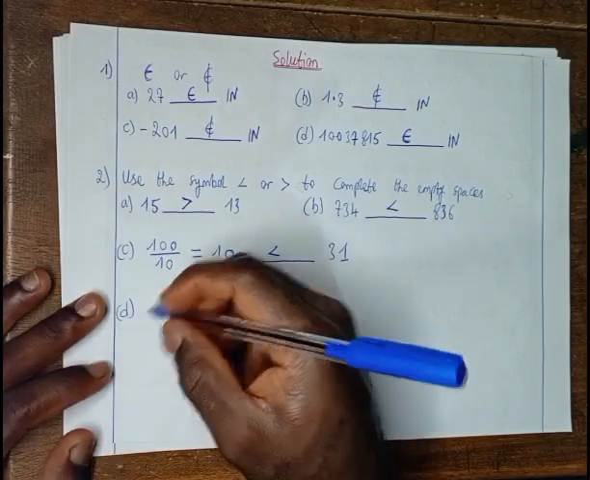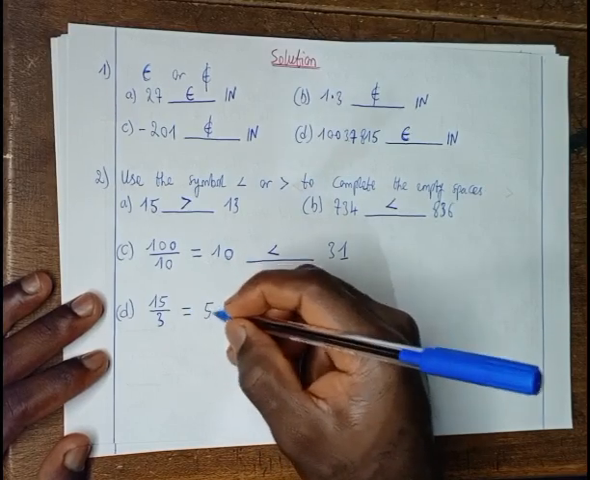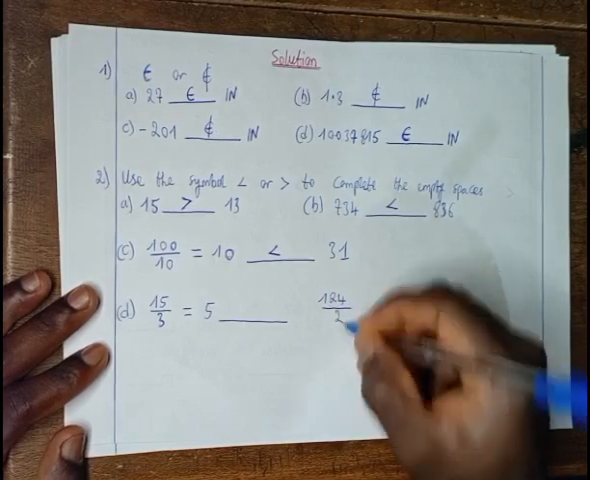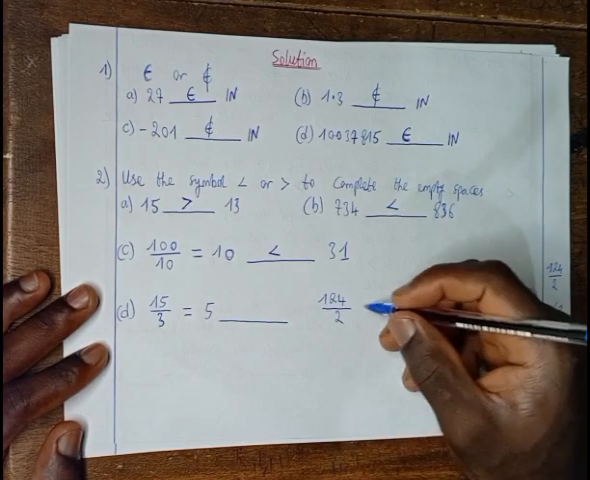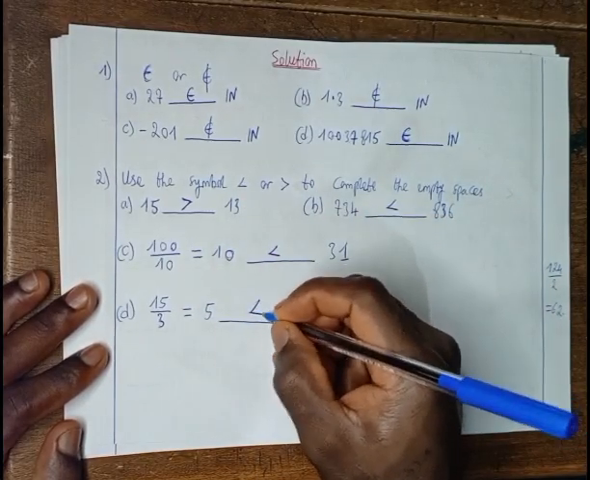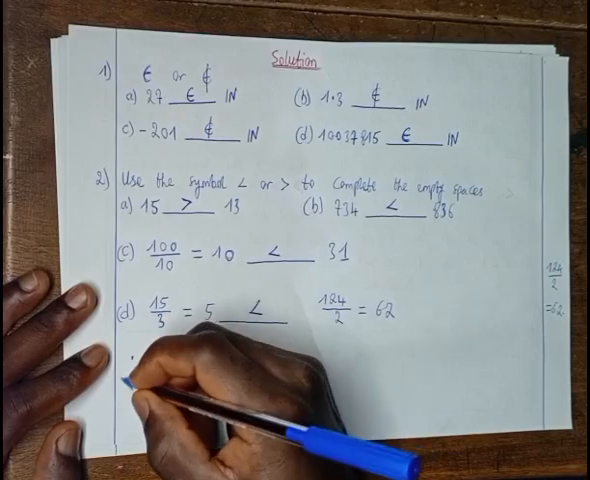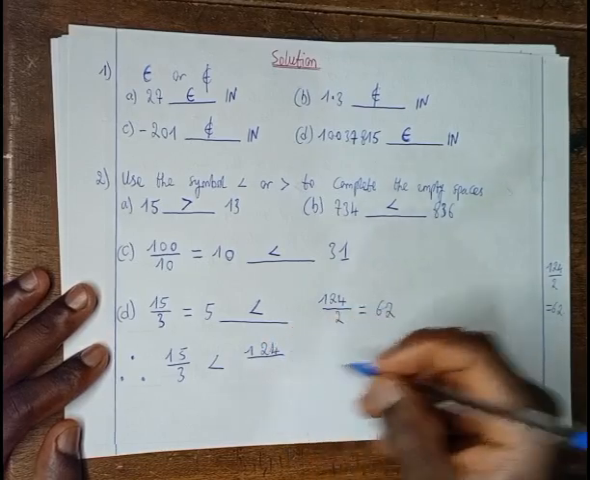D, we have the number 15 all over 3. You know 15 divided by 3 will give us 5. We have the empty space, 124 divided by 2. We divide 124 by 2. 2 goes into 12 six times. 2 goes into 4 two times. So it gives us 62. If we compare 5 and 62, we know 5 is less than 62. So we can say therefore 15 over 3 is less than, I'll make use of these 3 dots, which stands for therefore, 124 all over 2.